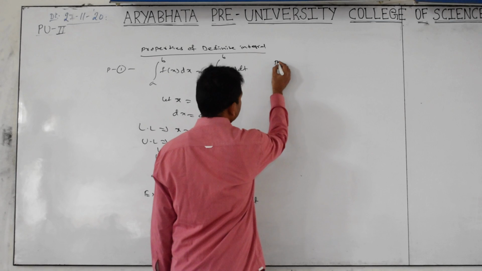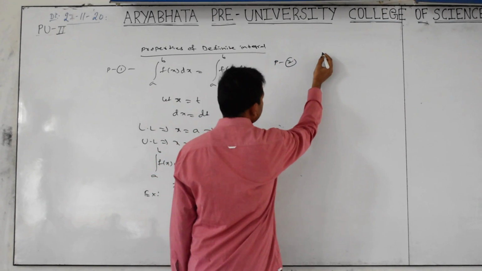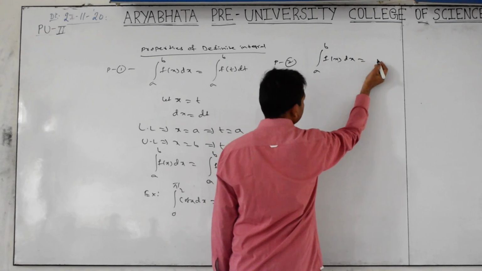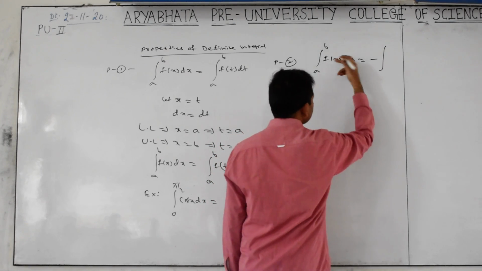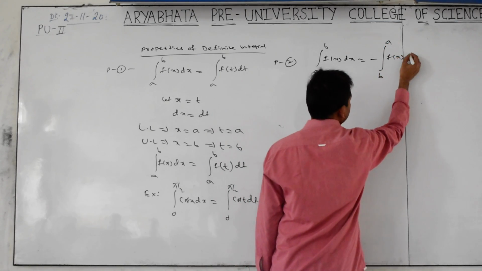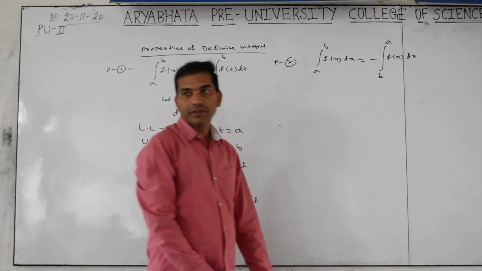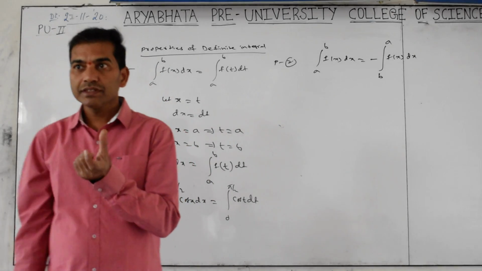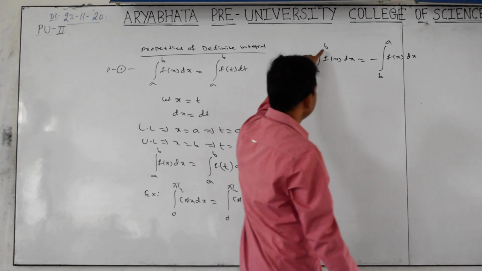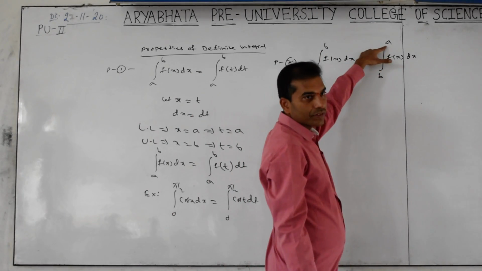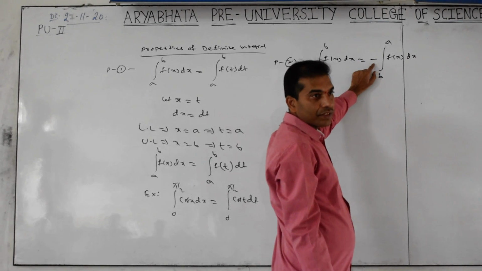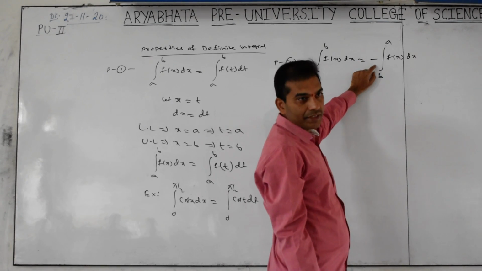Next, property 2. Integration of a to b f of x dx equals minus integration of b to a f of x dx, interchanging the limits. This is the second property. When you change the limits, the sign will be changed. Here the lower limit and upper limit are interchanged, the function is same. When they are interchanged, the value changes. How much? Minus.